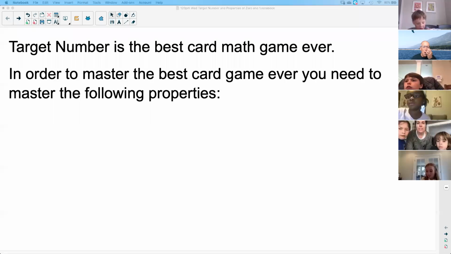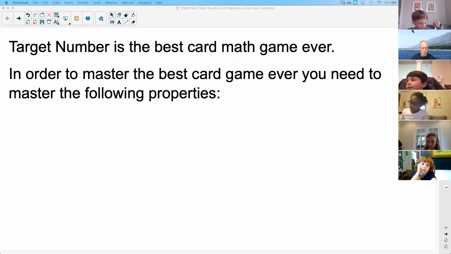What it's called. Okay, well, guess what? I am going to teach you this game. It is my favorite card game. I absolutely love it. And it's called Target Number. But before you learn the game, we have to learn some really important properties. And these are the properties that we need to learn. So let's get going on that.